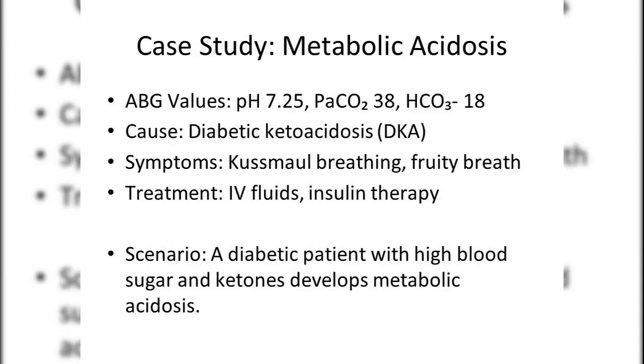This case involves a diabetic patient with a pH of 7.25, PaCO₂ of 38, and HCO₃ of 18, indicating metabolic acidosis due to diabetic ketoacidosis. Symptoms include rapid breathing and fruity breath, and treatment involves IV fluids and insulin therapy.